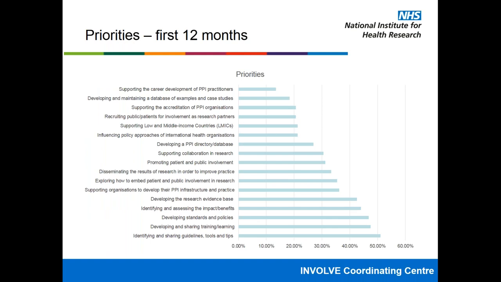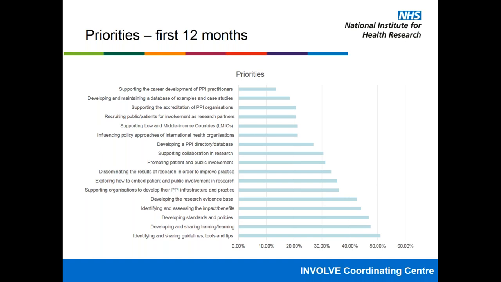And now we come, I think, to the core bit, and we'll touch on this again later when we talk about the vision, the mission, objectives. We asked people to list their top five priorities for the network for the first 12 months. And I think you can see, I'll just give you a chance to look at this slide. But if you look towards the bottom, if you like, they were obviously the most popular choices for people.